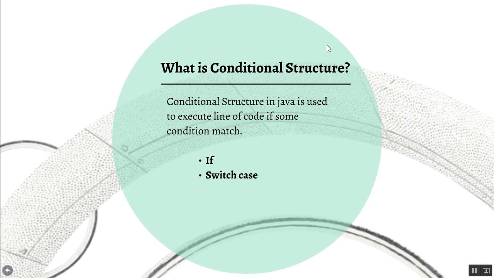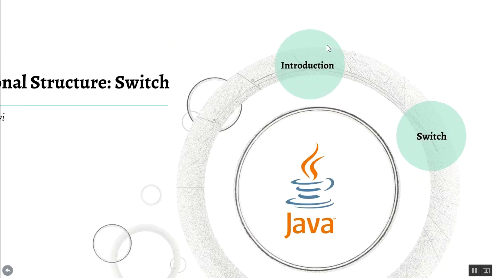Conditional structure in Java is used to execute a line of code based on some condition match. If you remember the previous session, we covered the if structure and also different flavors of if, that is nested if, else if ladder, if else, like that. In today's session, we are going to cover a second structure, which is the switch case. So let's start.